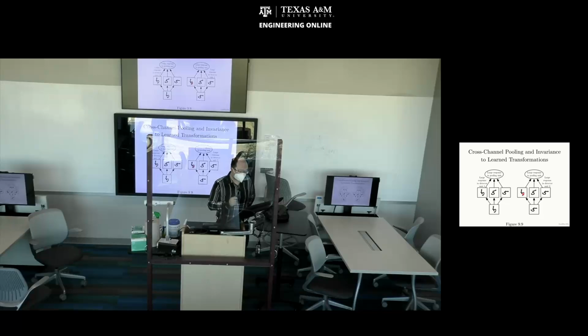Now we have learned a lot of things, but they can all be put together, making things even more complicated. We talked about channel, we talked about pooling, we talked about stride, we talked about the kernel size. So now let's try to mix them even more. You could do pooling across channels.